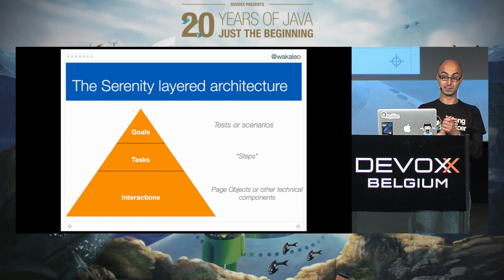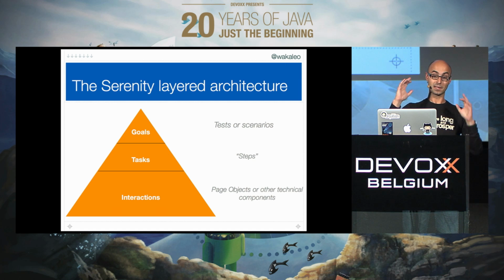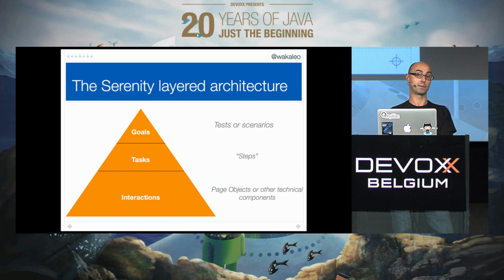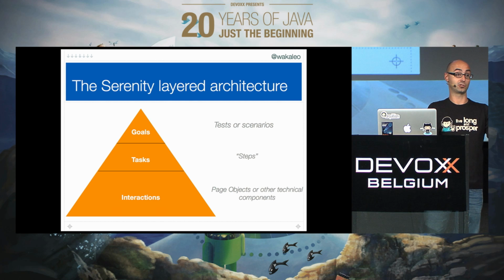So in the case of Serenity BDD, the same parameters are like this: goals are tests or scenarios. Tasks are the steps you need to do to achieve these goals. And interactions are the page objects or other technical components. Page objects are the Selenium pattern that maps your browser to a model object. Then if you are going to use a WebDriver or a browser, the interactions are a page object. But if it's a REST API, then it's, for example, REST Assured.